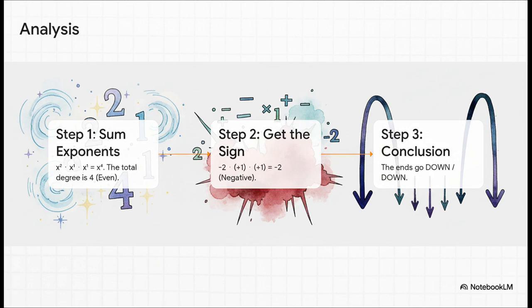Now for the sign. We just multiply the numbers out front. We have a -2 times the +1 in front of the first x times the +1 in front of the second x. That gives us -2. So we've got an even degree and a negative leader. The conclusion? The ends go down/down.